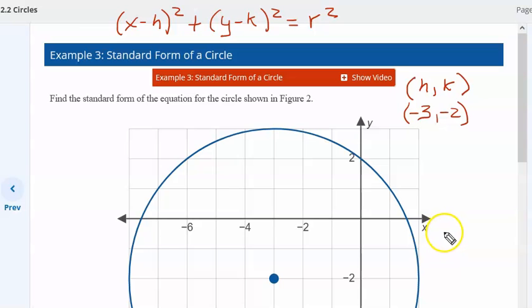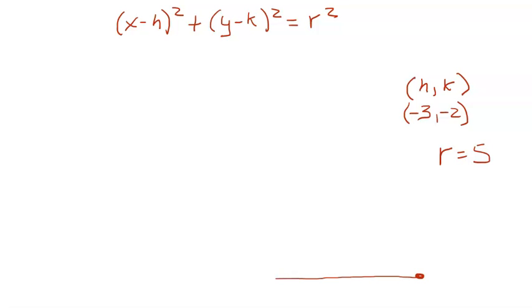Okay. Now, how many units is our radius? Well, here's our radius right here. So that would be 1, 2, 3, 4, 5. So the radius is 5. All right, now with that, let's go to the whiteboard and see what we can figure out.